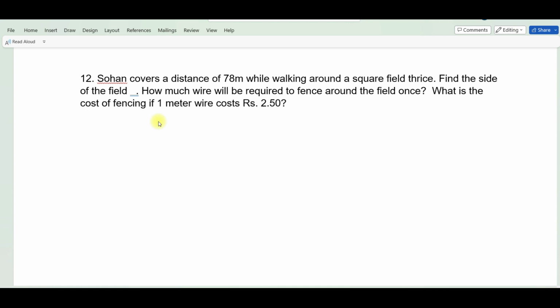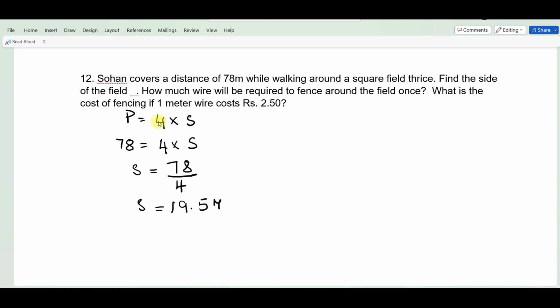First thing, we have to find out the side. So we all know the perimeter of a square would be 4 into S, correct? So now the perimeter they have given as 78 meters. That's the total distance covered. You have 4 into S, so S is equal to 78 divided by 4. After solving 78 by 4, I would be getting 19.5 meters.